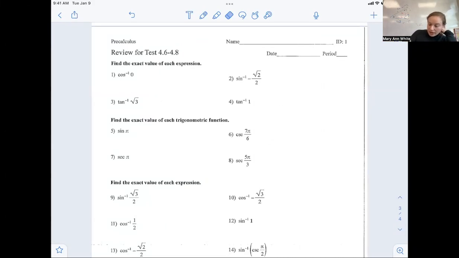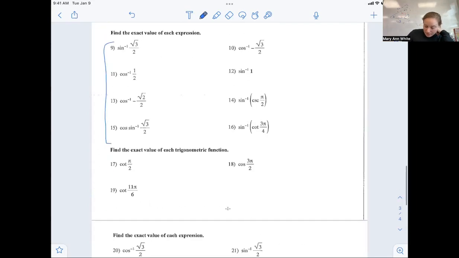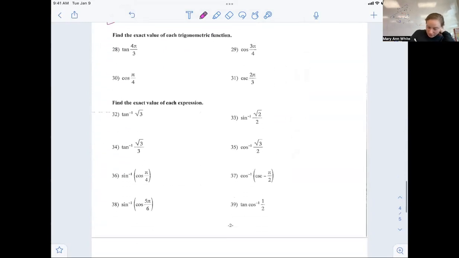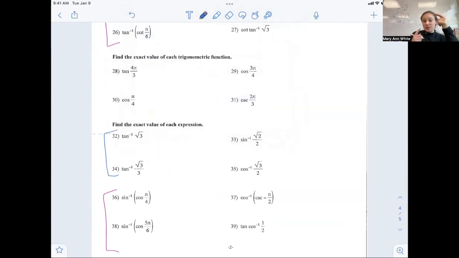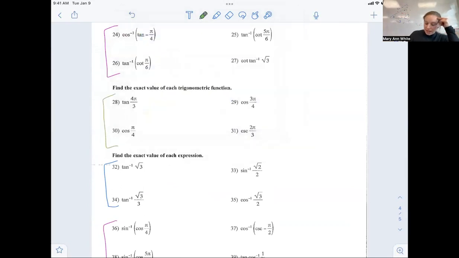The problems with the negative ones, those inverses, are where the angle is my answer. I'll highlight all of these inverse ones in blue, because my answer is going to be an angle. There are some that are composite. I'll do those in a different color, pink, because you have to do two different pieces to it. The ones that are normal sine, normal cosine, normal tangent, etc., those are just a ratio as your answer.